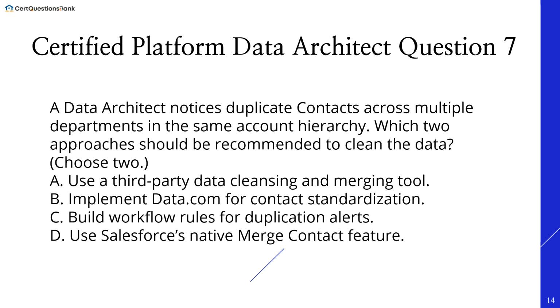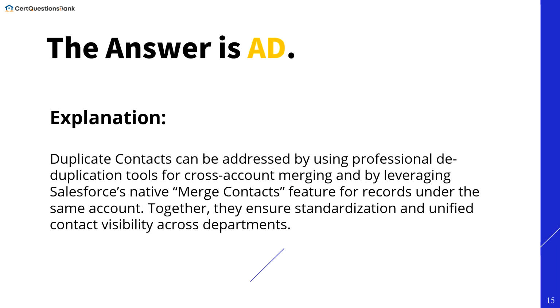A data architect notices duplicate contacts across multiple departments in the same account hierarchy. Which two approaches should be recommended to clean the data? Choose two. A. Use a third-party data cleansing and merging tool. B. Implement Data.com for contact standardization. C. Build workflow rules for duplication alerts. D. Use Salesforce's native merge contacts feature. The answer is A and D.